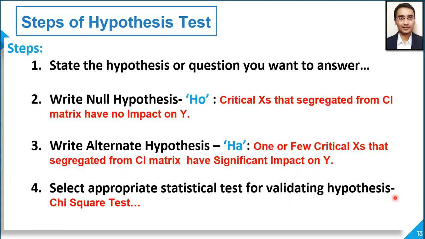We are going to say chi-square test for our Six Sigma projects. Let's go to next step. So before we go to next step, let's recap one more time the different steps we're going to take while executing a hypothesis test. Starting with state the hypothesis, then write null hypothesis, then write alternate hypothesis, then select appropriate statistical test. Let's go to next slide.